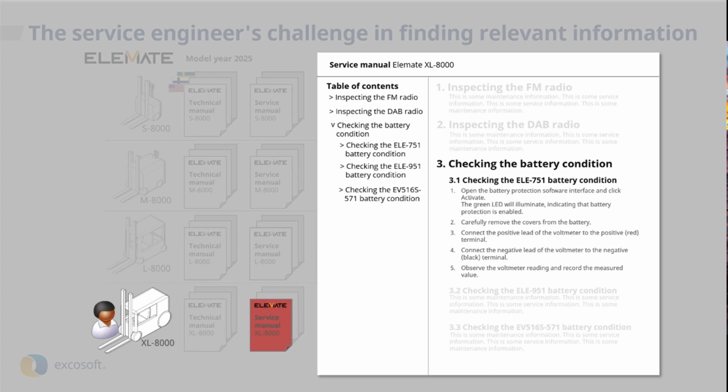So after a while he gives up. He goes home. It's Friday afternoon. What the heck, I don't care. So what happened here? How could this go wrong? It seemed to work very well. Well, remember that the configured forklift had the most powerful battery, which is the EV561S-571 battery. And he was reading the ELE 751.